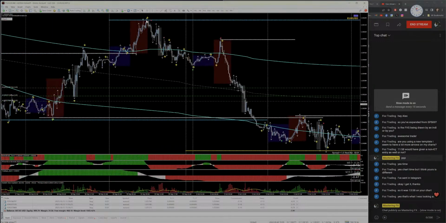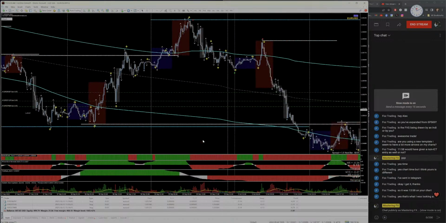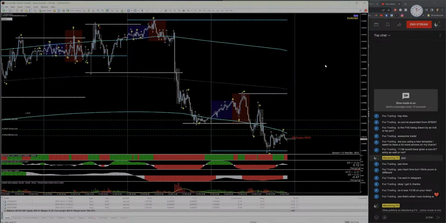Same here, London session high. Again, London session high, just a fake move and then going down. So for me, this is easier to trade in my opinion, and it's way slower paced, and I'm okay with that. And again, this is just a demo account. I'm just playing around with it.